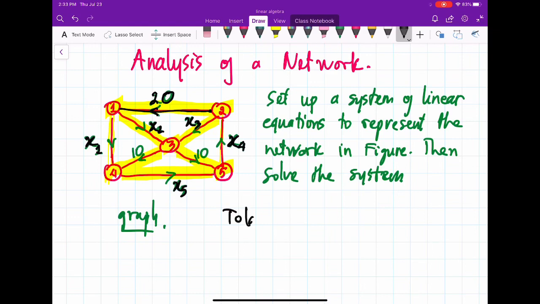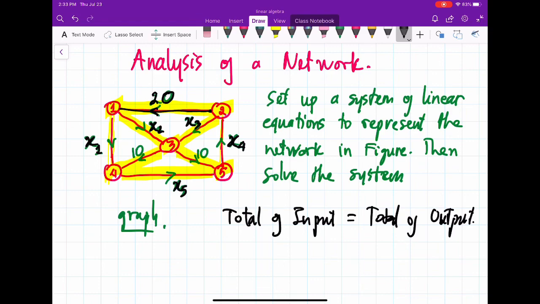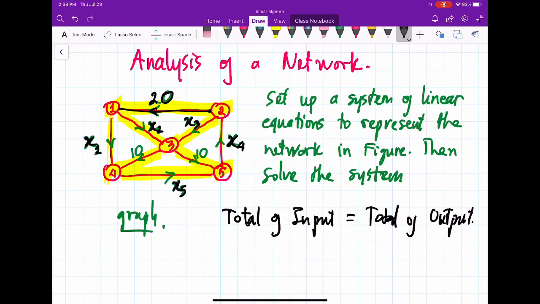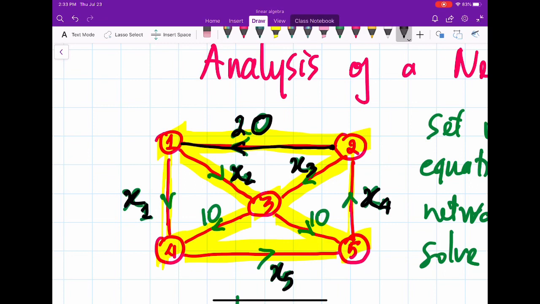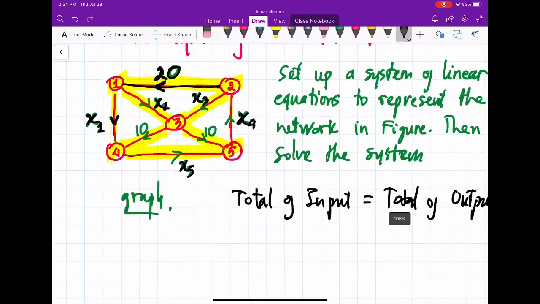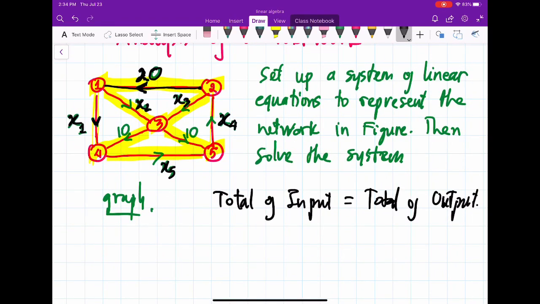So I can write here total of input equal to the total of output. So what does it mean? Look at the first vertex right here. So you have just one input right here with the capacity equal to 20. You see this? But you have two outputs. That means the sum of two outputs should equal 20. Does it make sense? So I will consider each vertex and write one equation for each. In this case, you have 5 vertices, so you have 5 equations.